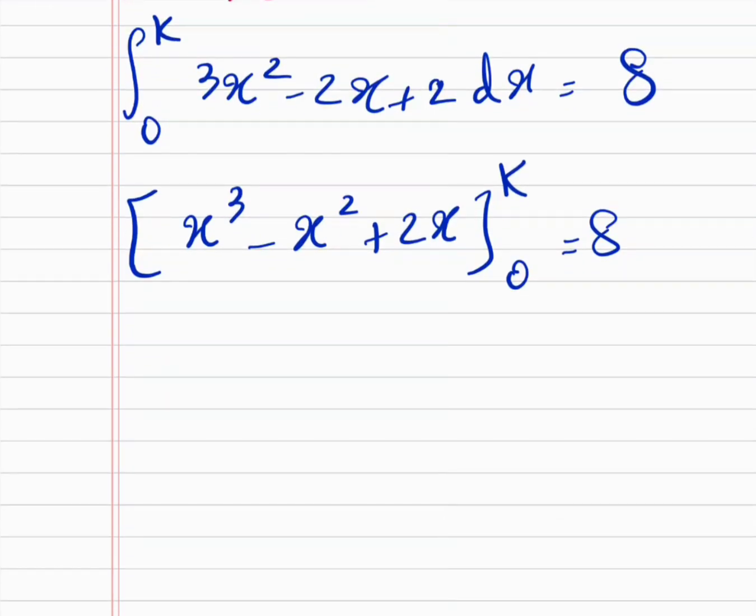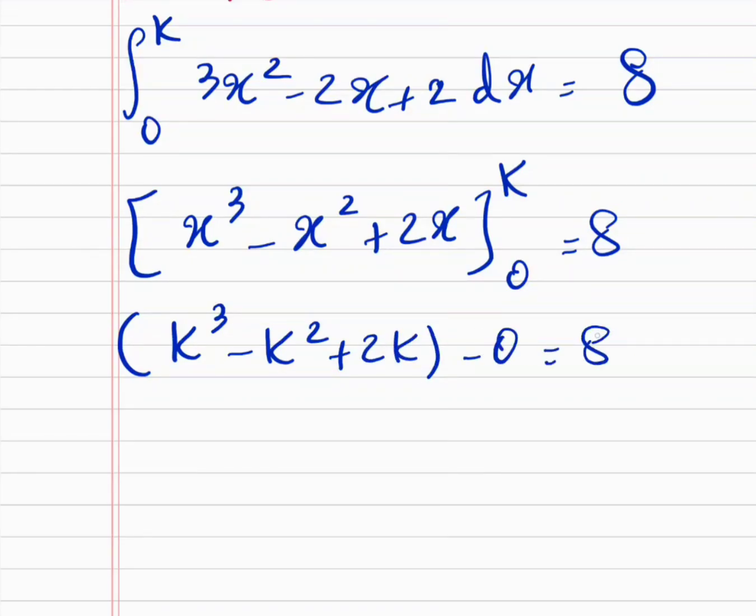So now we substitute them. We have k cubed minus k squared plus 2k, and then when we substitute 0 we just get 0. So minus 0 is equal to 8. Now we have this cubic equation, which is k cubed minus k squared plus 2k minus 8 is equal to 0. And the solution to this cubic is going to be the value of k, or the value of the upper limit.